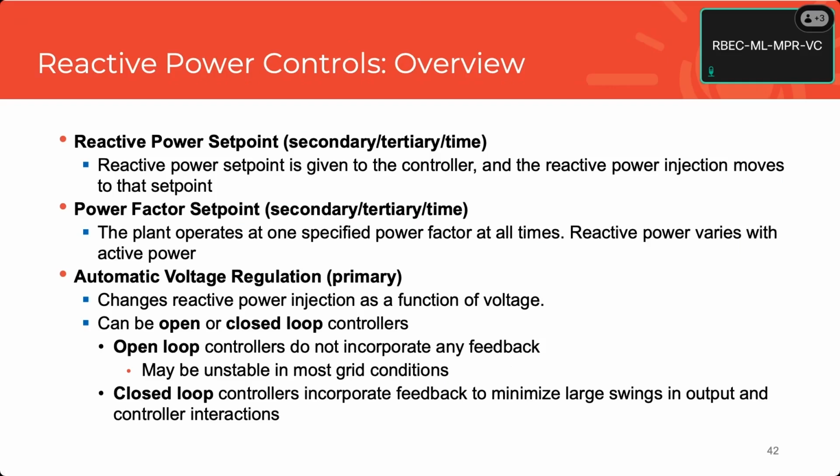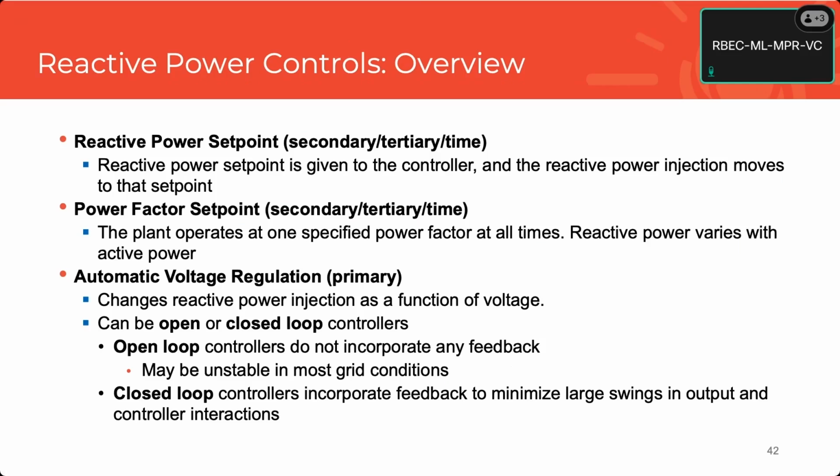And then automatic voltage regulation is pretty much the proxy to primary frequency response on the reactive power side. So your reactive power is changing. It's a function of the difference between the measured and what you're supposed to be operating at. What you're supposed to be operating at is different depending on where you are and who you're interconnecting into.